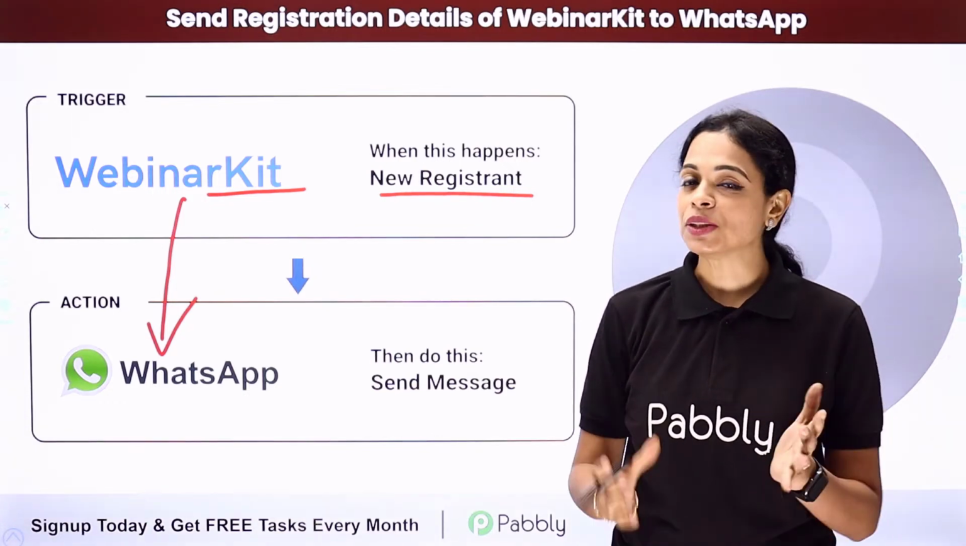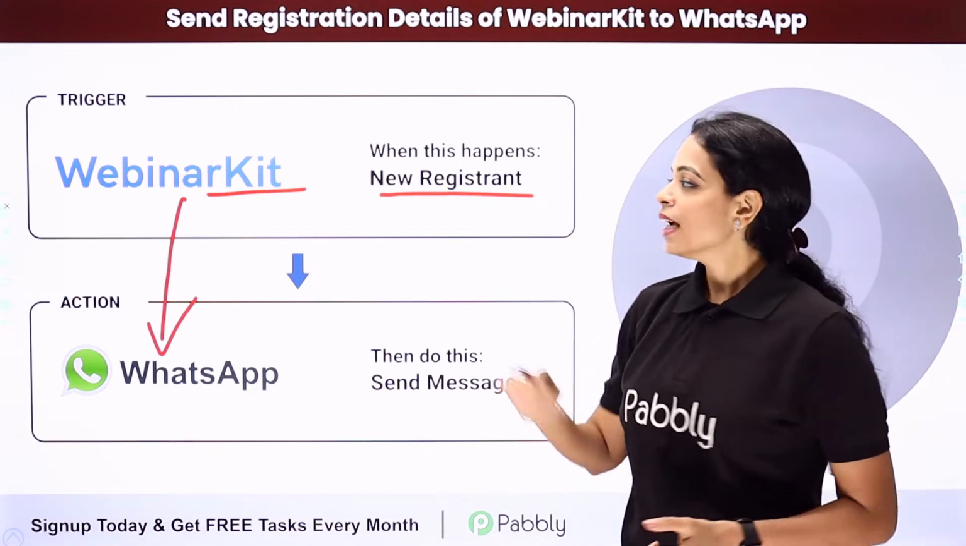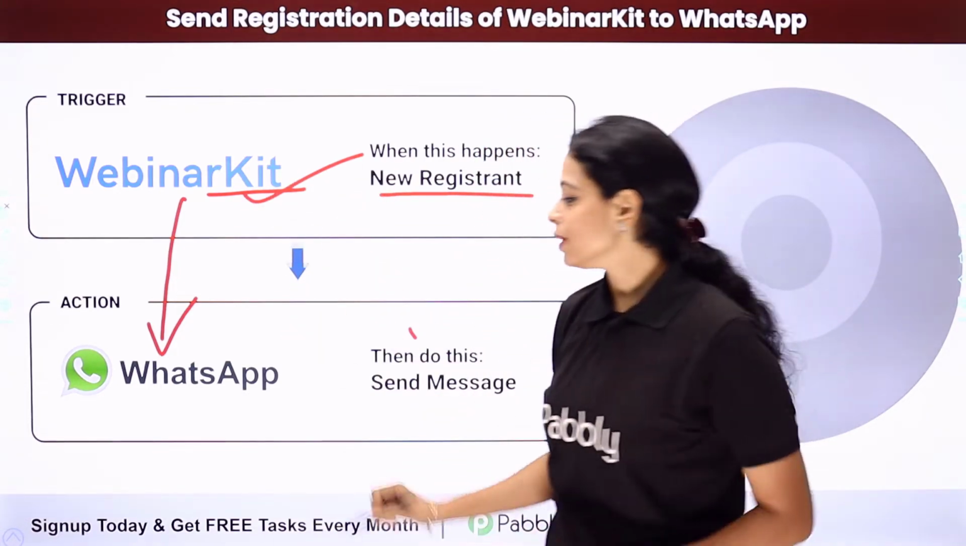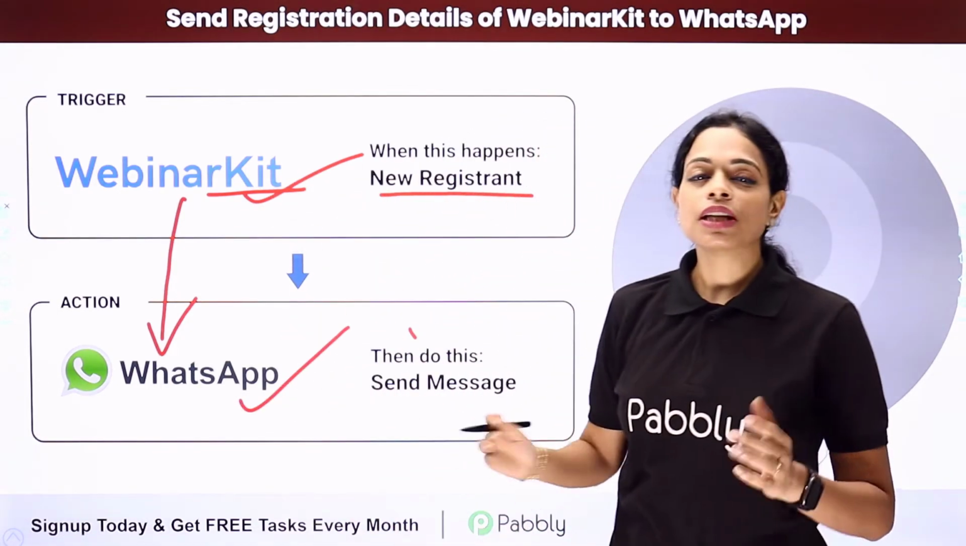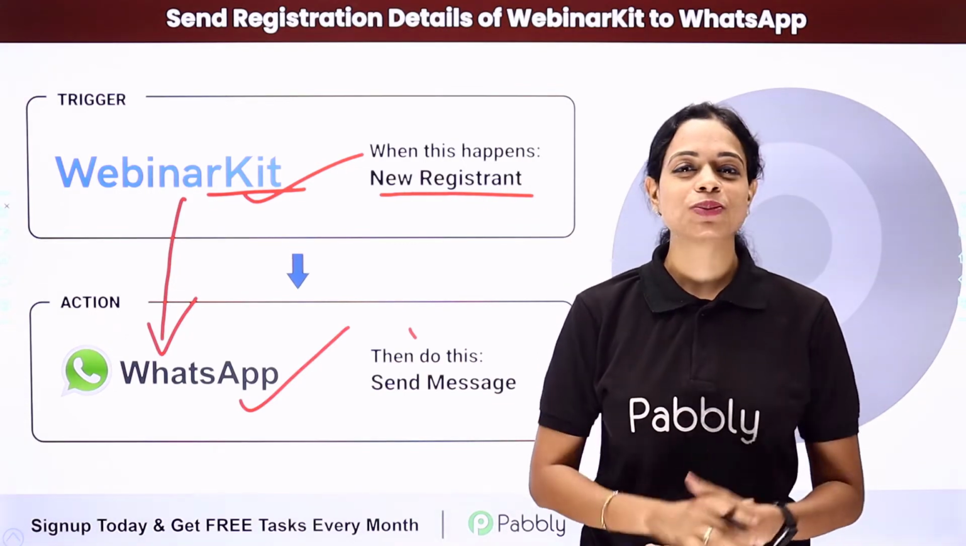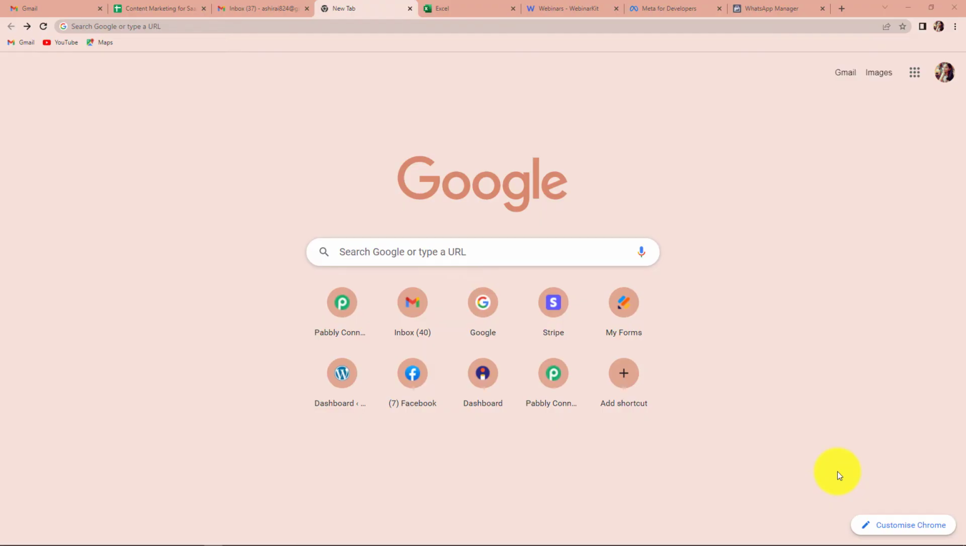How can you do this? By using Pabbly Connect software. Here your trigger application would be WebinarKit and your action application would be WhatsApp. So now how you can actually do this yourself? To understand this, let me take you to my screen. So let us begin with the process.